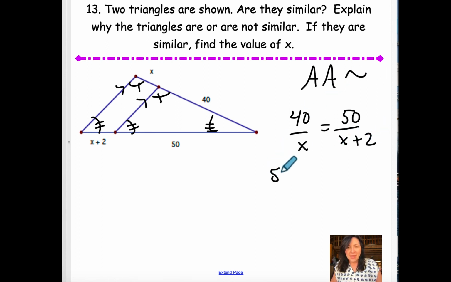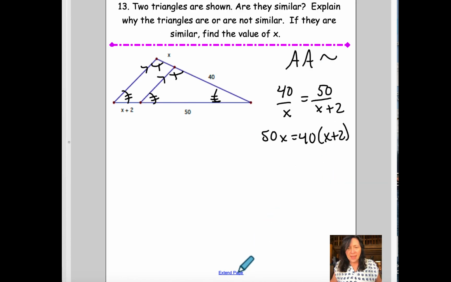Cross multiply, I get 50x equals 40 times x plus 2. I'm trying to isolate the x eventually, so that means I'm going to divide both sides by 50. Actually, I'm not going to divide by that yet because I do want to distribute first. Distributing 40 times x, that's going to be 40x plus 40 times 2, which is 80. And that equals 50x.